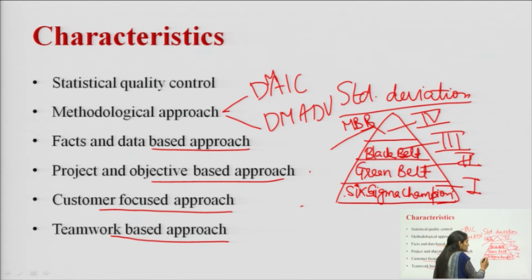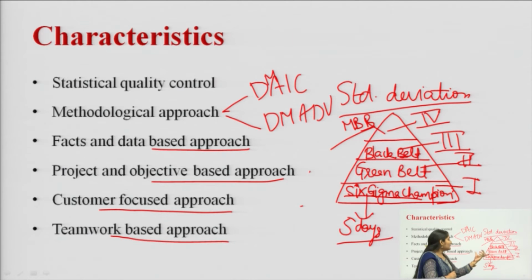Six Sigma champion consists of the personnel, and training of 5 days is provided to them. These Six Sigma champions are involved in handling the project. They are taught how to handle the project and how to work with the project team. Next is green belt. In this, training of 1 week is provided, and they will manage the project. They will work in coordination with the project team, as a team, in teamwork.